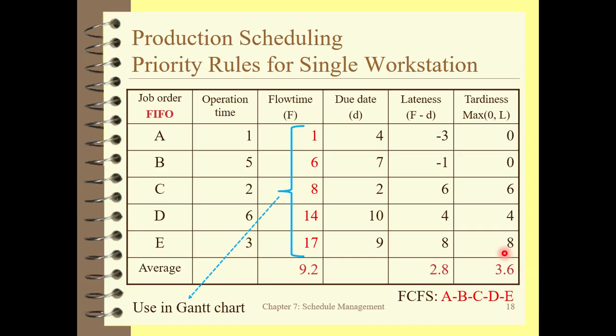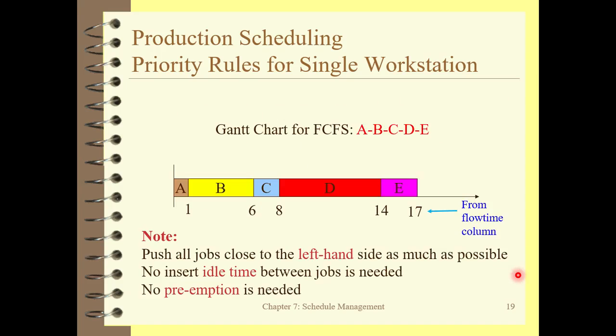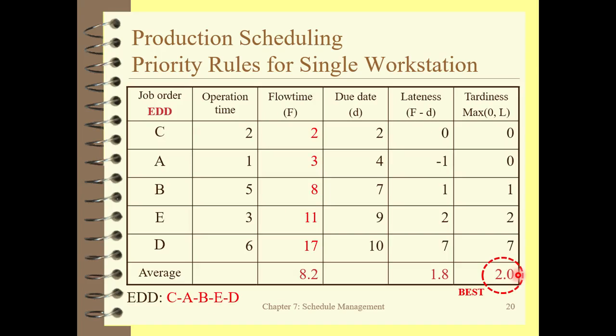You got 3.6. So according to first in first out, the performance you can get from the Gantt chart in terms of mean flow time is 9.2, in terms of mean lateness is 2.8, and in terms of mean tardiness is 3.6, right? And then for the EDD, you move to EDD.